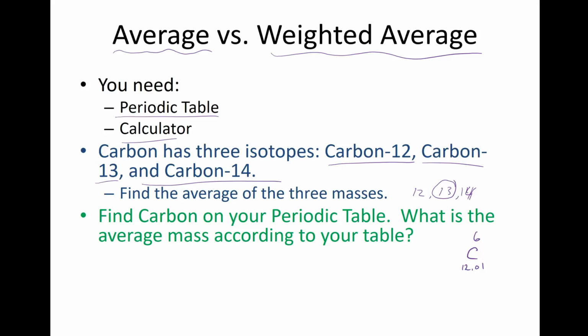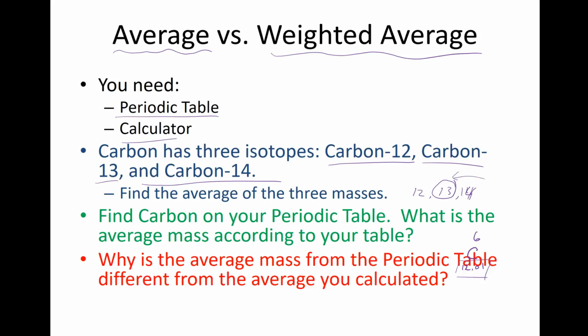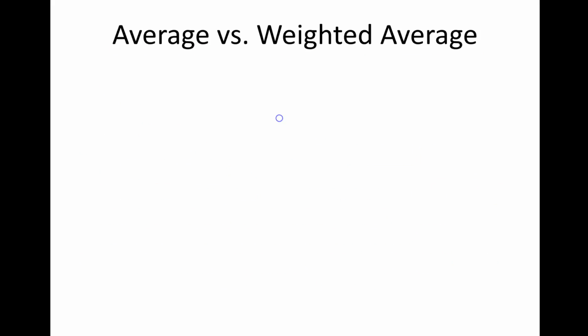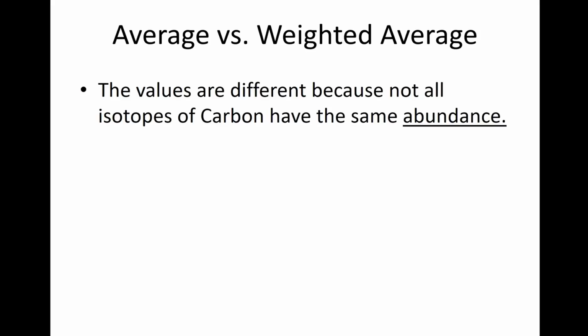Okay, so hopefully you guys are recognizing there's a difference between this mass right here, that average, and the average of 13. All right, so the question is, why do we see that happen? Why do we get an average mass of 12.01 from the periodic table when clearly the average of 12, 13, and 14 is 13? All right, and what it comes down to is the values are different because not all isotopes of carbon have the same abundance.